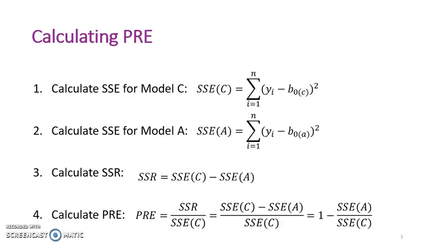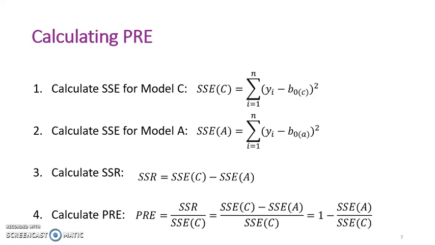Let's take a look at these formulas. The sum of squared errors for model C is calculated by subtracting the estimate of B0 for model C from the observed values from the data, squaring those values, and then summing. And then the sum of squared errors for model A is calculated in the same way, but this time we actually use the estimate of B0 for model A.